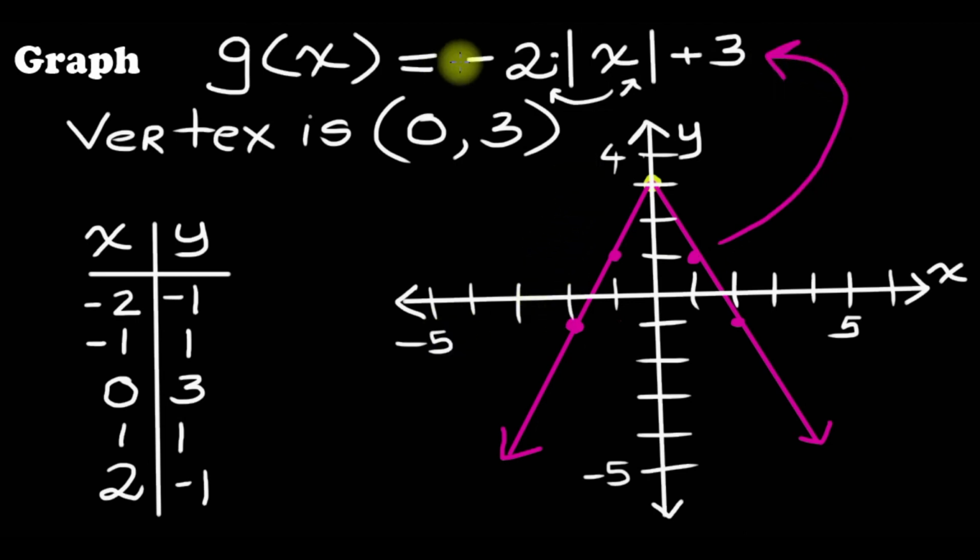Now notice this right here, the negative is a reflection. See how it's a reflection across the x-axis? And it's a stretch by a factor of 2. You can tell that the graph is stretching. And then it goes up 3: the vertex from the parent function, 0, 0, goes up 3.